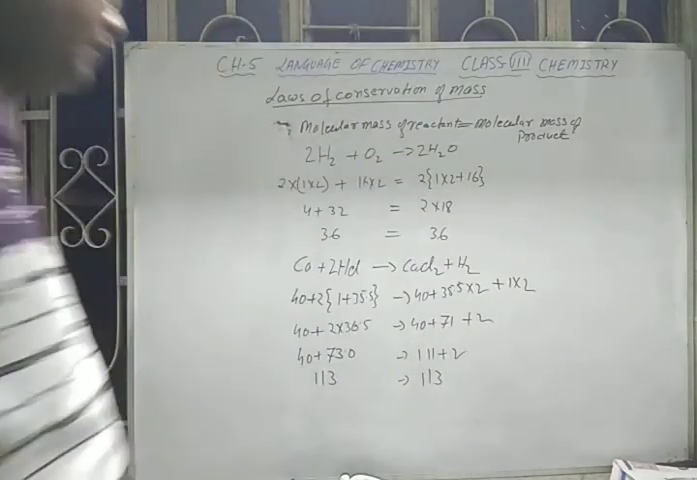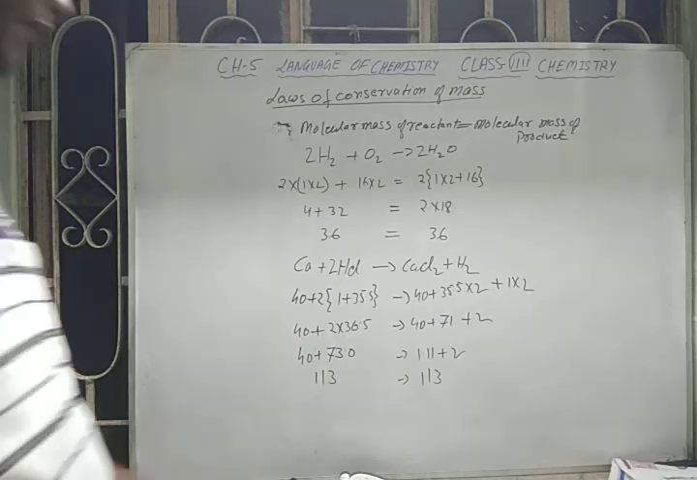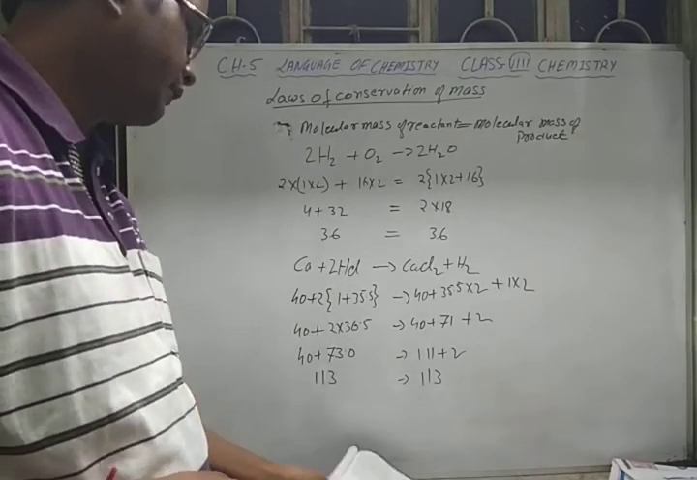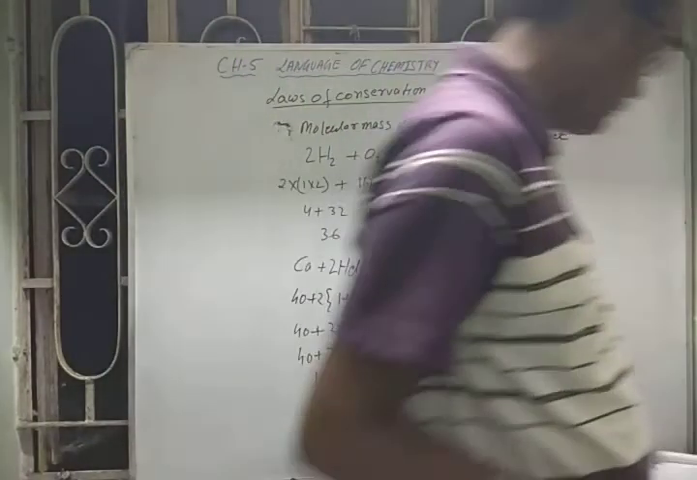So what we see here? The total mass before reaction and after reaction is same. Okay. So this is called the law of conservation of mass. So these examples we have seen.